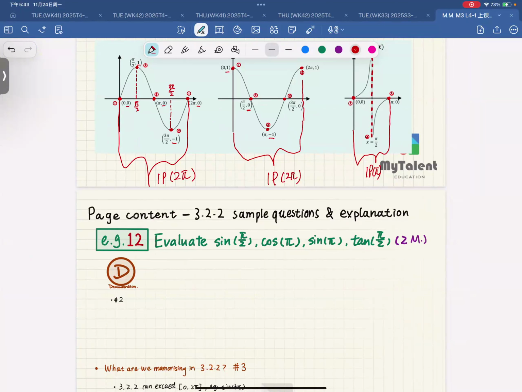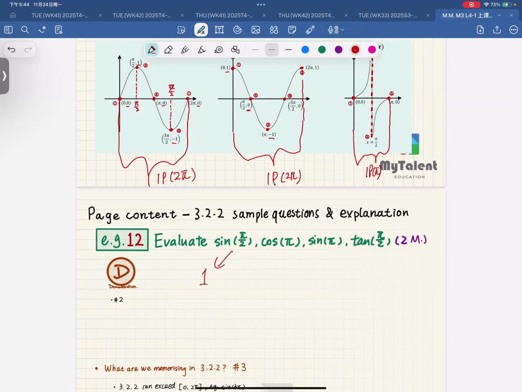Sine pi on 2 is equal to, Ethan? Which graph do we need to use? The sine graph, right? The first one. When x is equal to pi on 2, y is equal to 1. It's here. Yeah, that's how you use it. That's equal to 1.